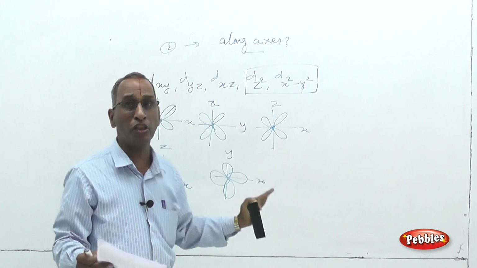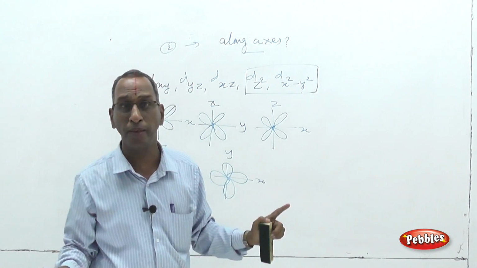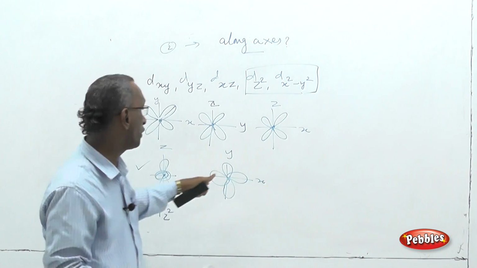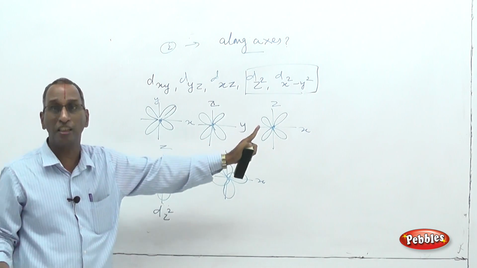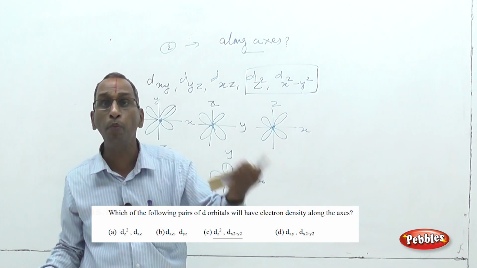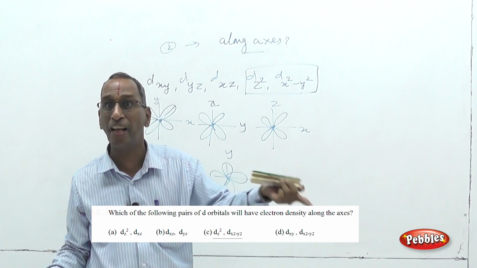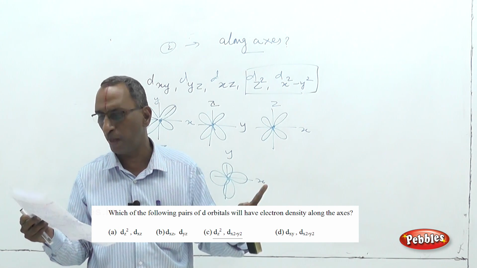In the positioning of d orbitals, you have to remember that lobes are positioned along the axis only for 2 versions. The other 3 versions are distributed between the axes, diagonally opposite to the axis. That is to be noted.